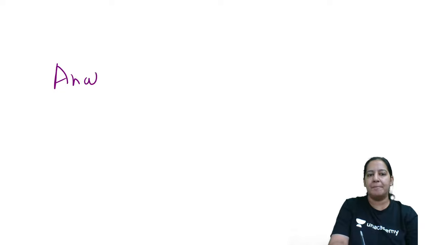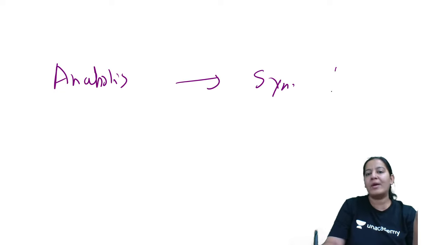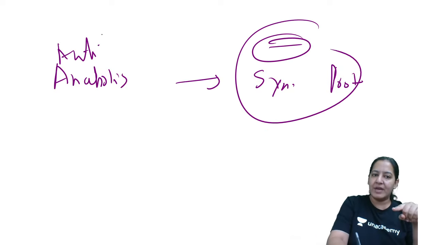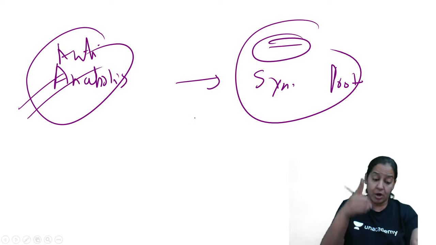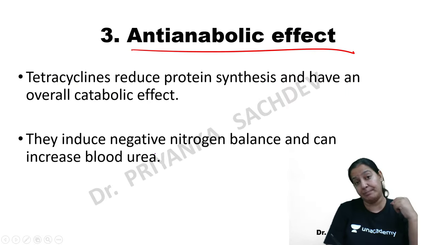Now, what is anabolism? Anabolism is synthesis of protein. Protein synthesis ko kehte hain anabolism. And inhibit protein synthesis is anti-anabolism. So can I say tetracyclines are anti-anabolic? Now you got it. Yes. So tetracyclines are anti-anabolic. Bol sakte hain aisa? Yes, bilkul bol sakte hain.